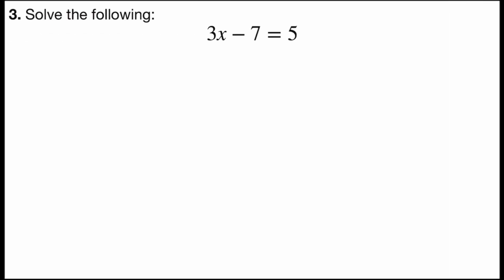Problem number 3 says solve the following. 3x minus 7 equals 5. And so this is a solving equations question. It's basically a two-step, add 7 and divide by 3, but let's go through the process.